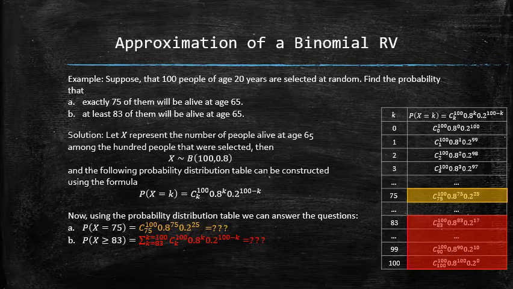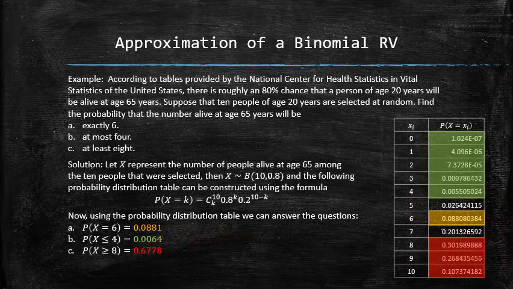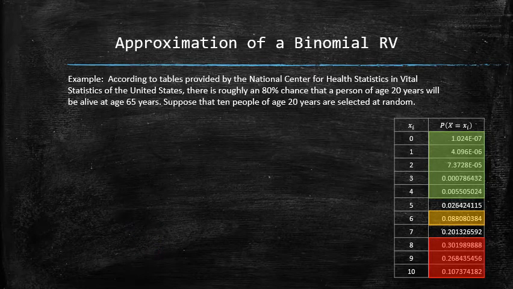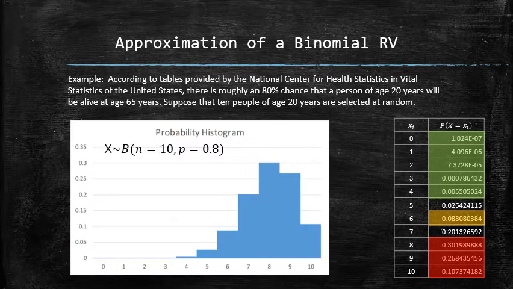Is there another way to find the desired probabilities without a powerful calculator? The short answer is yes. So let's scale back to the problem with a sample of size 10. And let's consider the probability histogram along with the probability distribution table. Recall that the probability histogram serves exactly the same purpose as the probability distribution table. That is, we can read the probabilities from the histogram itself.